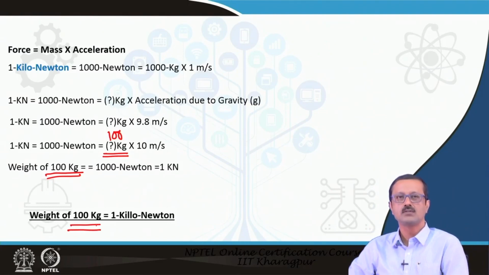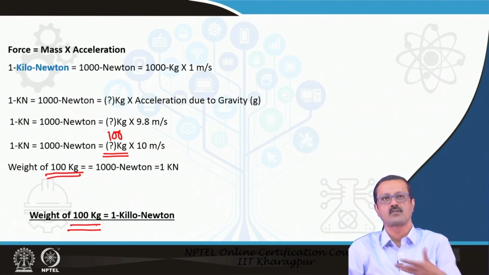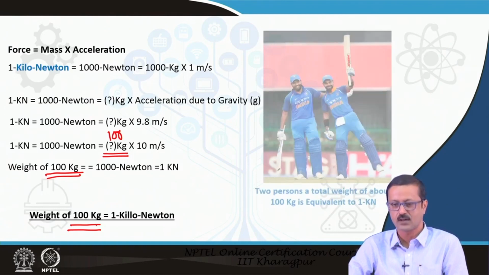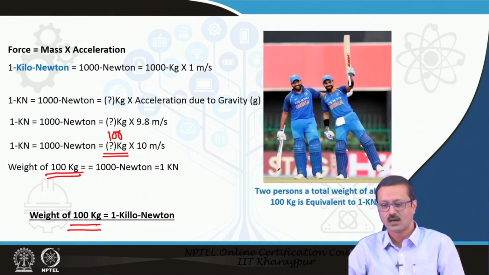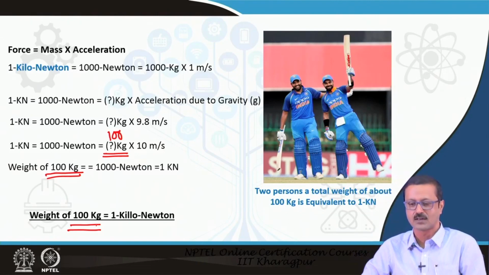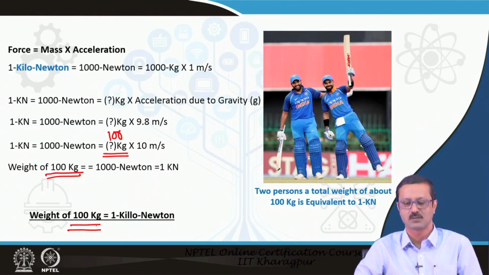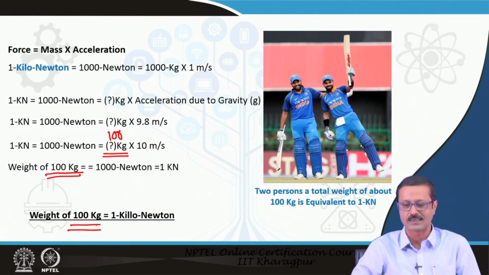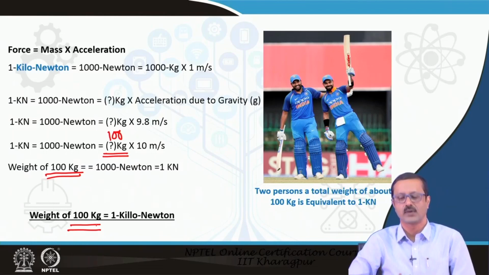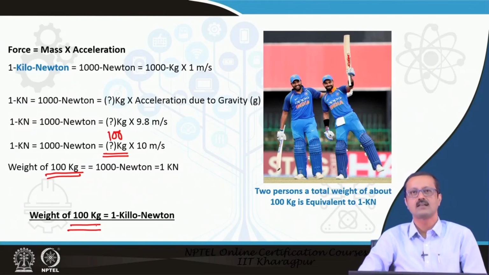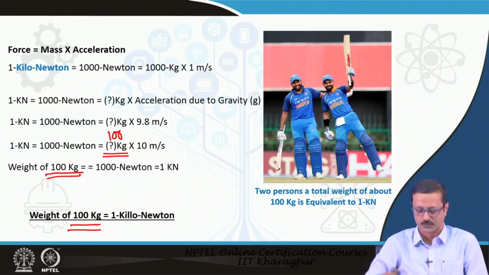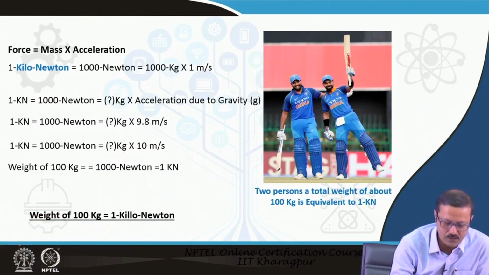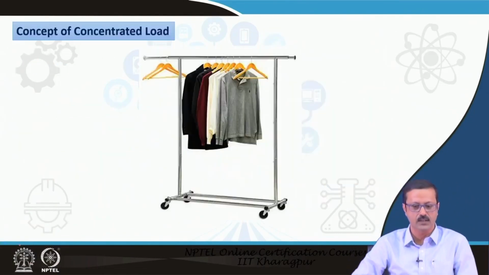Kilonewton is very much used in our structural engineering for converting to some kind of load. So, how much is 100 kg? A person's weight is tentatively 40 to 60 kg, so 100 kg is almost the weight of two persons, and that is equivalent to about 1 kilonewton. That way, initially we covered the unit of force.